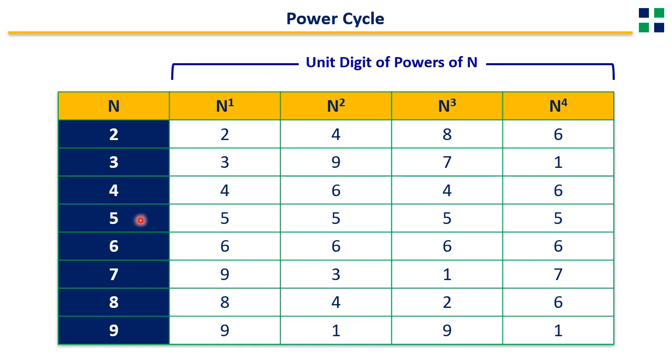For the number 5, the unit place will be 5, whatever is the power of 5. For the number 6, the unit place will be always 6, whatever is the power of 6. For the number 7, the cycle is 9, 3, 1, 7 repeated infinitely. For the number 8, it is 8, 4, 2, 6 repeated infinitely. For the number 9, it is 9, 1, means 9 to the power of any odd number is 9 in the unit place and 9 to the power of any even number gives you always 1 in the unit place.